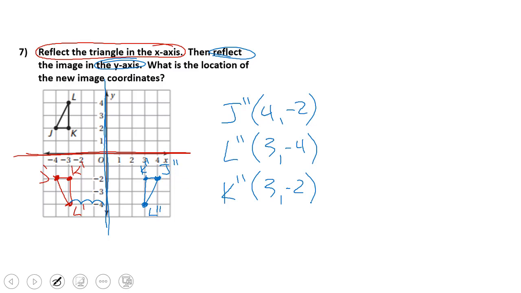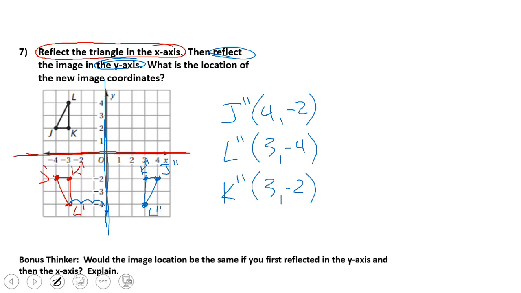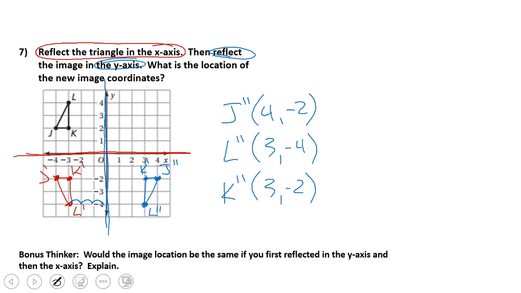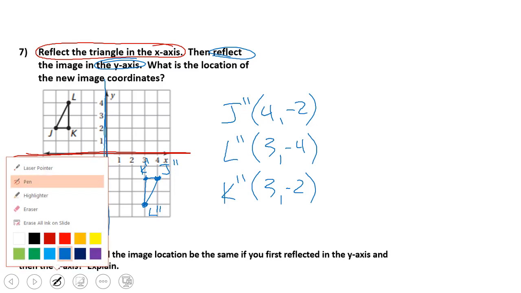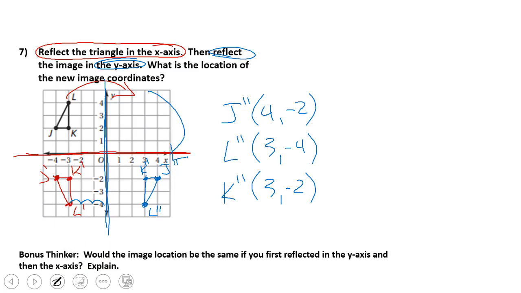All righty? You go ahead and pick up your pen and get that done, and then join me for the extension of this question. So I want you to have this bonus thinker here. I want you to think and maybe draw it out on your own time, because I'm not going to do it in this video. We'll talk about it in class. Would the image location be the same if you first went over the y-axis and then the x? So in other words, if we first reflected over here and then reflected down, would we have the same exact location, the same orientation? Would the prime prime be exactly the same?